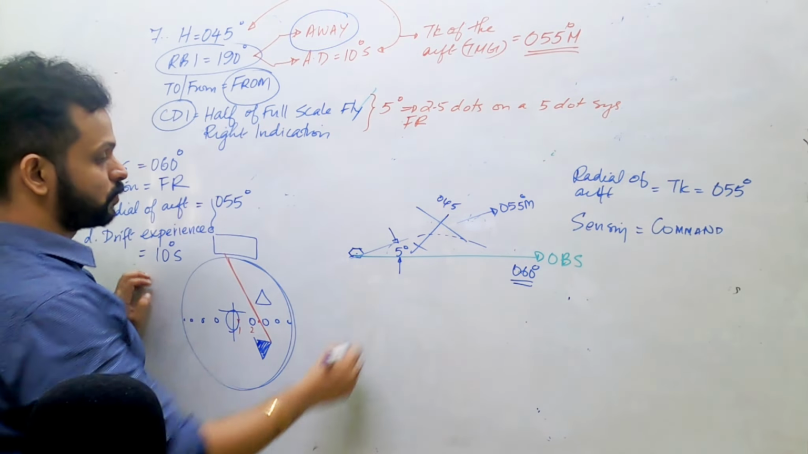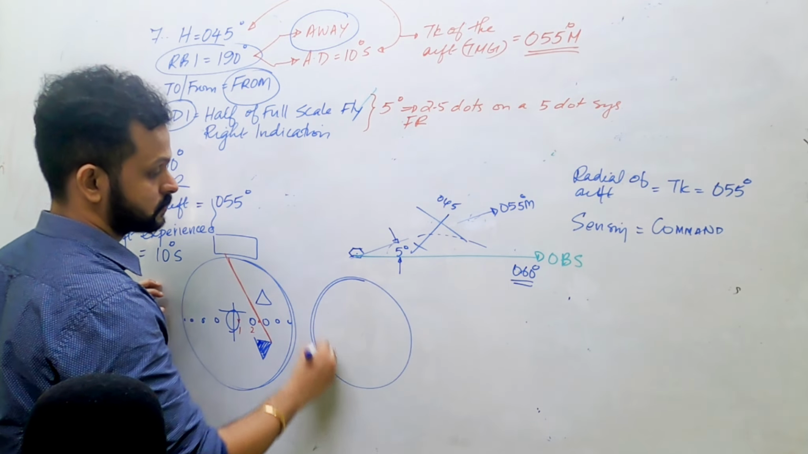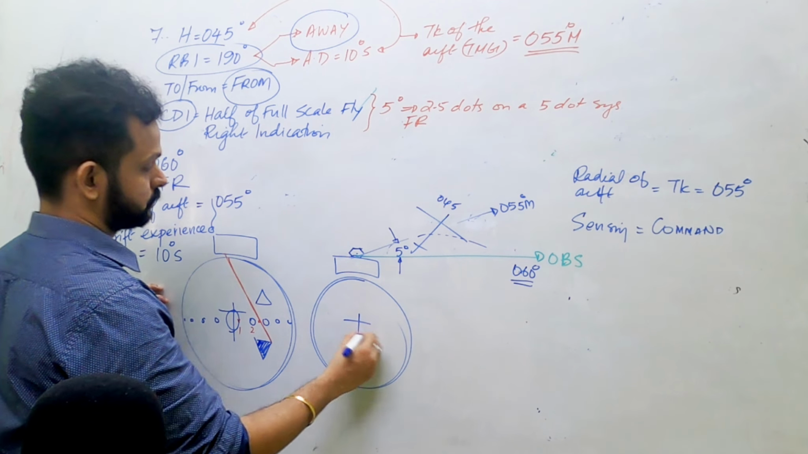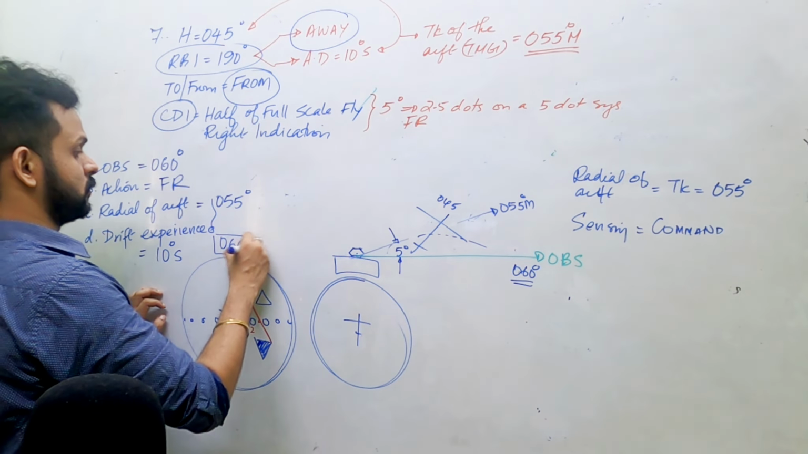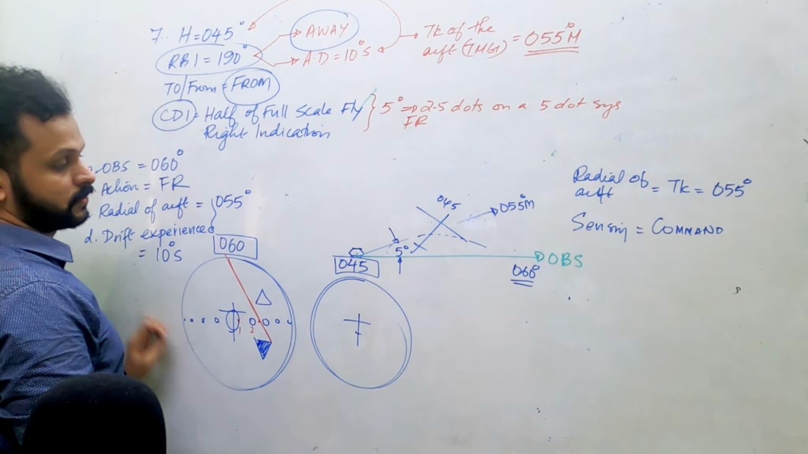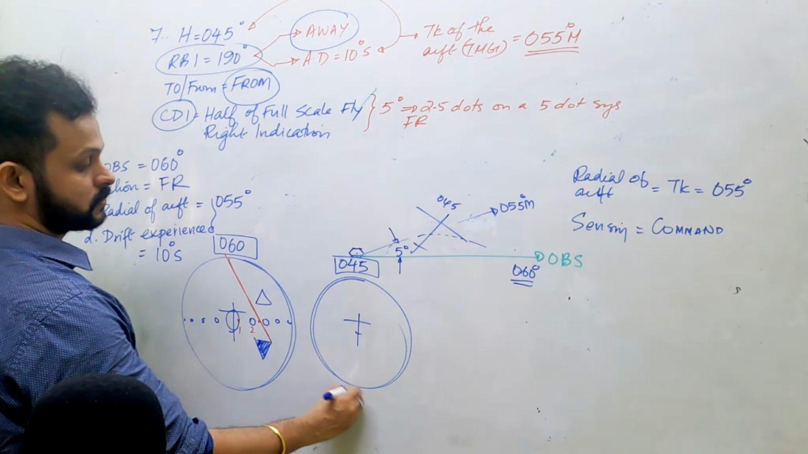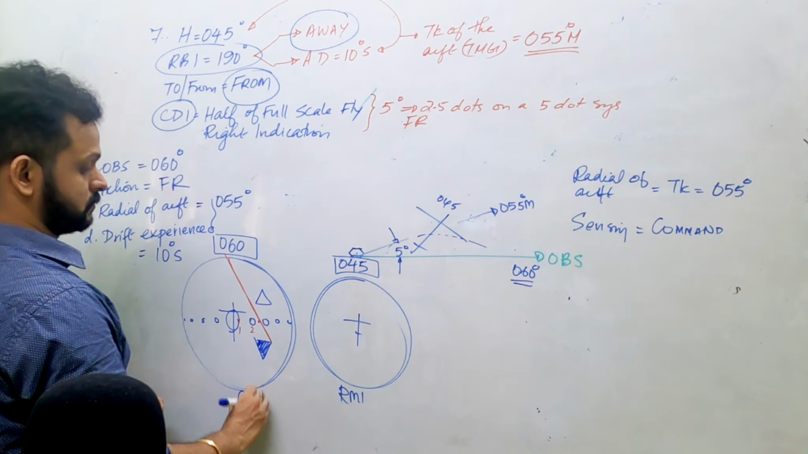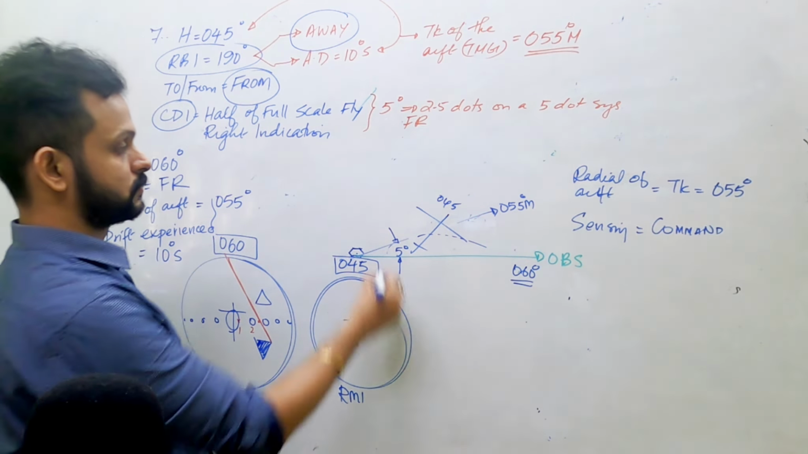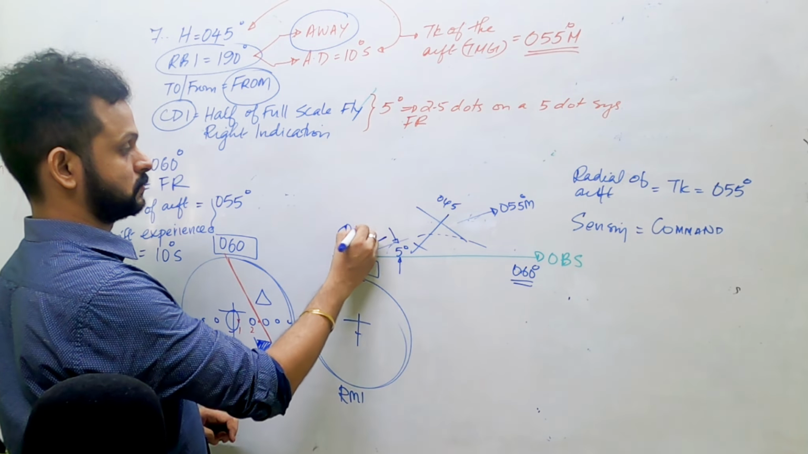Alright, so what do you think will be the RMI indication here? RMI, it shows the heading. So here the OBS is 060. What is the heading of the aircraft? 045. Yes. And what does RMI indicate? QDM, track to the station. What's the track to the station? It's 060 plus 180. No, 240.